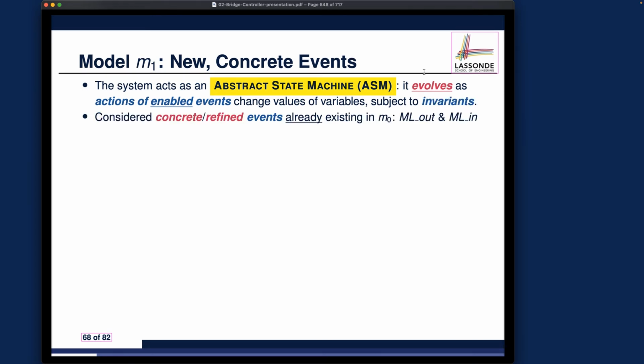All right, so we already considered the concrete and refined events from last week, right? Namely ML out and ML in. I would like to clarify some terminology right away very quickly together with you. So here you can see we talk about concrete refined events. Here we talk about new and concrete events, right? I think the word usage over here is very careful, but I want you to see the subtle differences over here.